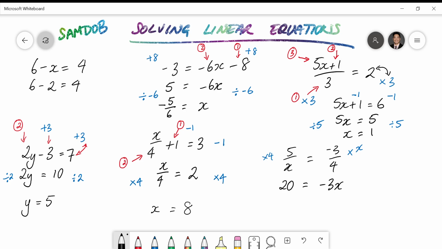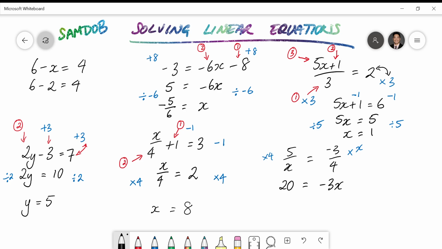Just like with the previous 2 questions, we want to get rid of the denominator by multiplying both sides. In this case, to move this x to the top, we want to multiply x to both sides. To get rid of the denominator here, the 4, we want to multiply by 4 on both sides. And so we'll do that simultaneously. So we multiply this side by x and this side by 4, and we've got 20 is equal to minus 3x. Just to make it very, very simple.